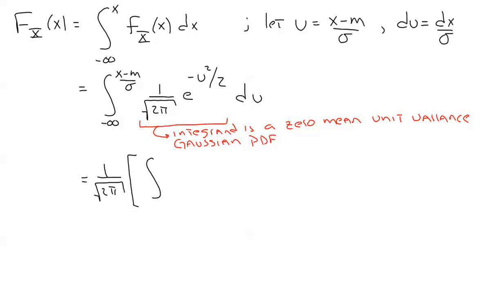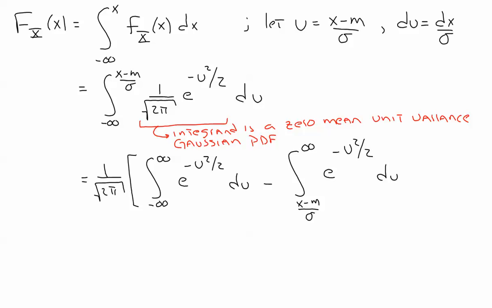I'm going to integrate that from minus infinity to plus infinity, e to the minus u squared over 2 du, minus the integral from x minus m over sigma to plus infinity of e to the minus u squared over 2 du. I've pulled out my 1 over square root of 2 pi, but if it was back inside there, the integrand of this first integral would once again be my zero mean unit variance Gaussian probability density function, and we know that the area under any Gaussian function is exactly 1.